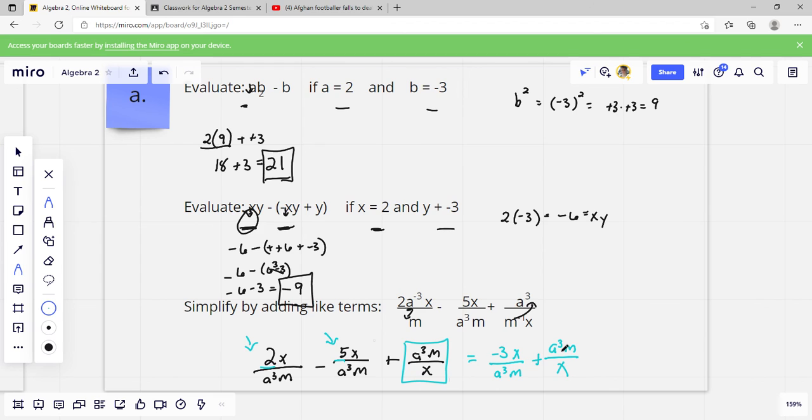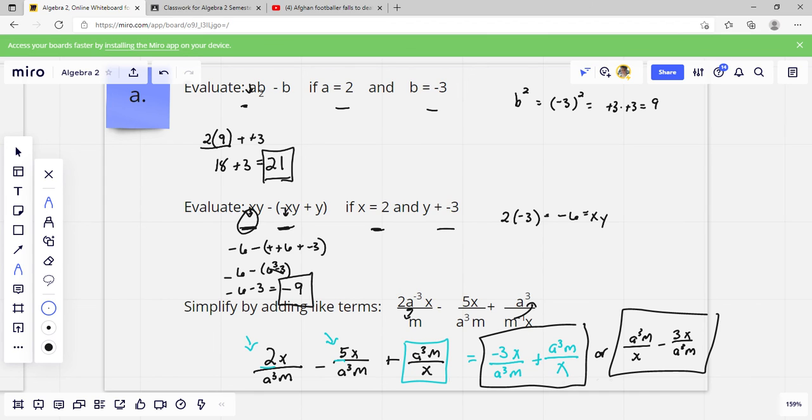Yes. So in the book, they have it written backwards from that. Either answer would be fine. You could write it like that, or you could write a to the third m over x minus 3x over a to the third m. Both of those mean the same thing. So if you wrote it that way, or if you wrote it that way, either way it's the same.